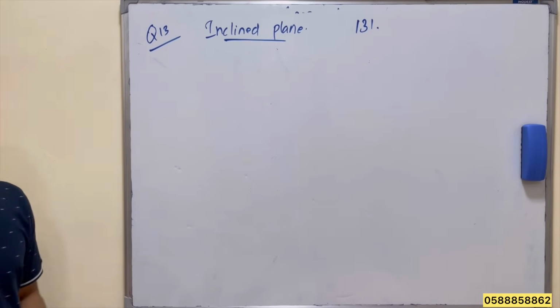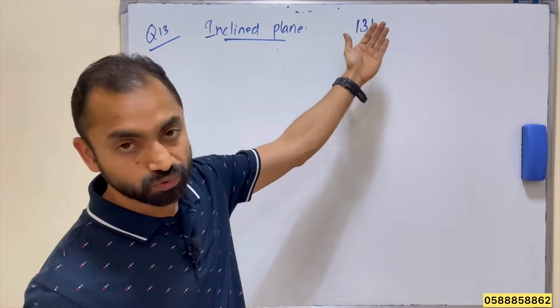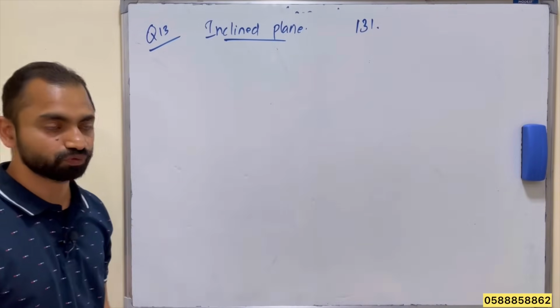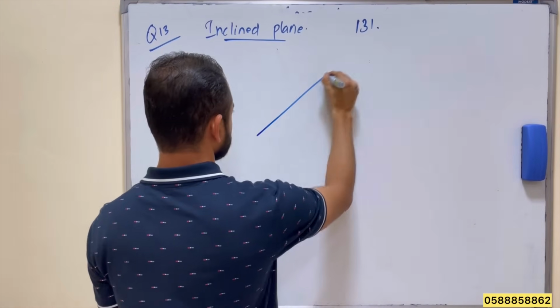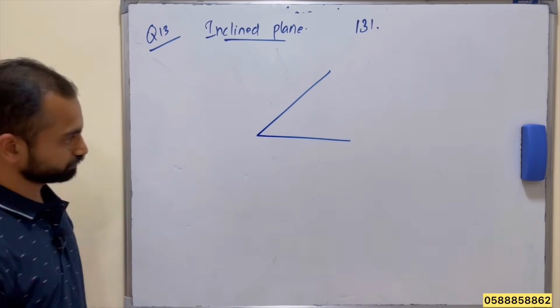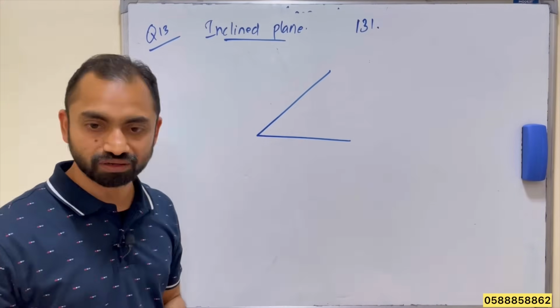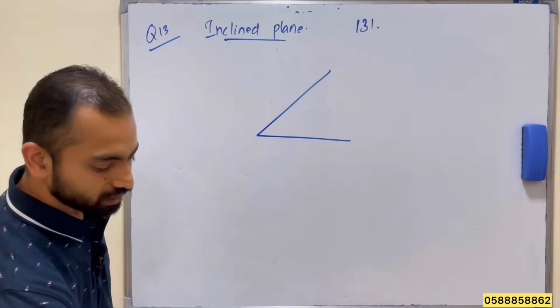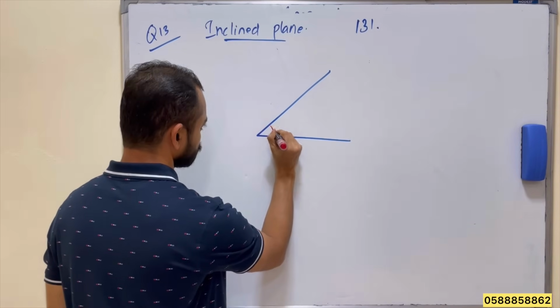Next question, question number 13, is about the inclined plane, and we have to discuss some questions from page number 131 of the textbook. Inclined plane is a very easy topic. First we will draw an inclined plane. This is the horizontal, and this plane is our inclined surface, making an angle theta with the horizontal.